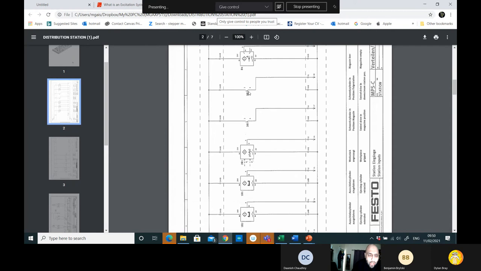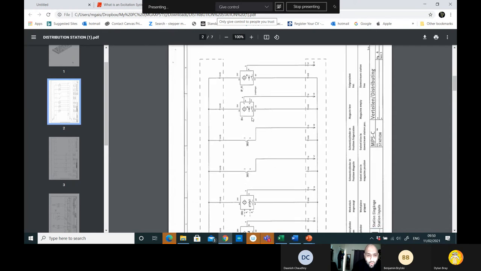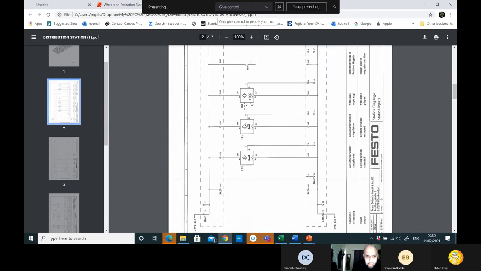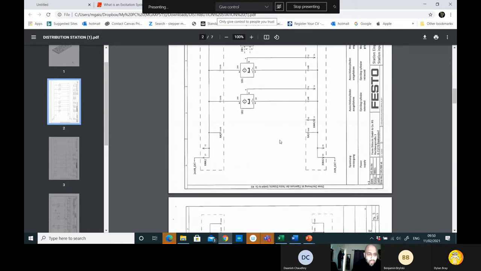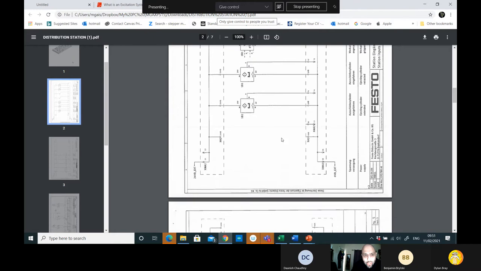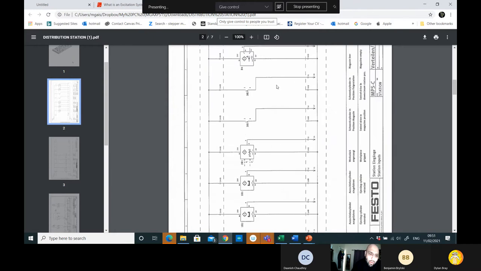These are normal switches, limit switches. So you've got 1, 2, 3, 4, 5, 6. You've got 7 input devices. You've got 7 inputs attached onto that rig. So you've got an idea.